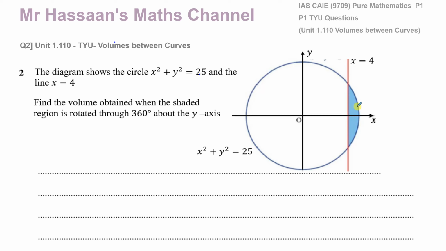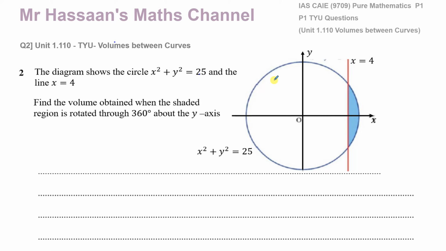About the y-axis. So we know when something is rotated about the y-axis, then the formula is that the volume is equal to pi times x squared dy. If it's about the y-axis, you're going to have x squared dy. If it's about the x-axis, you'll have y squared dx.